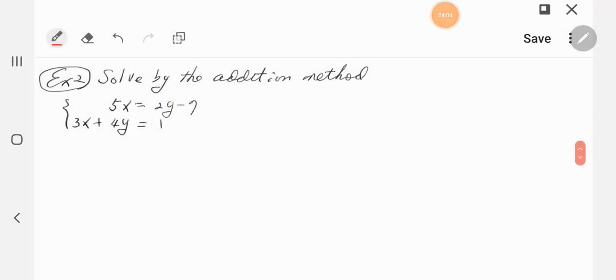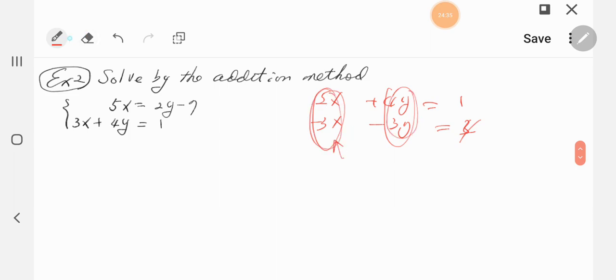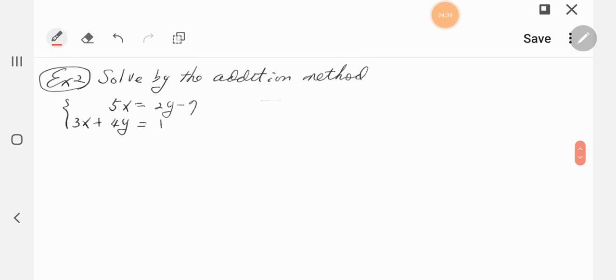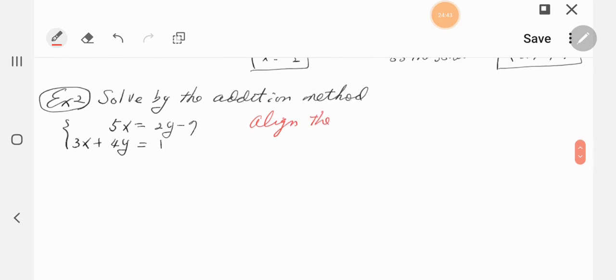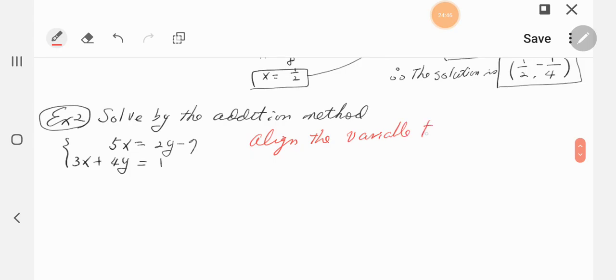Example 2. When we solve a system of equations by the addition method, we have to align the x term and y term on the same side, in the same column. So always make sure each column has the same variable terms. Like terms should be aligned in the same column. So let me write it: align the variable terms, like terms, in the same column.